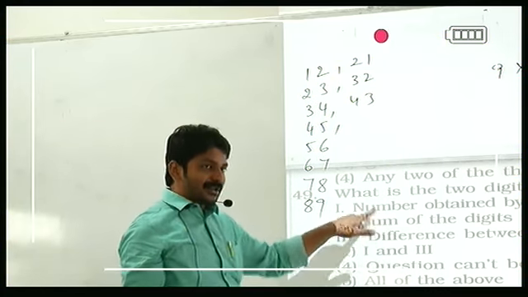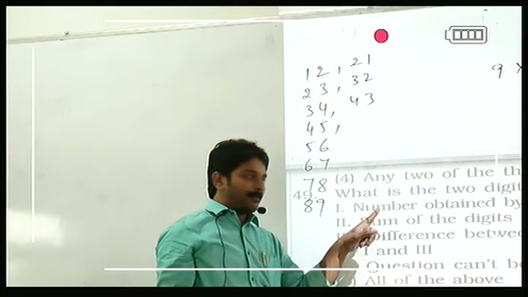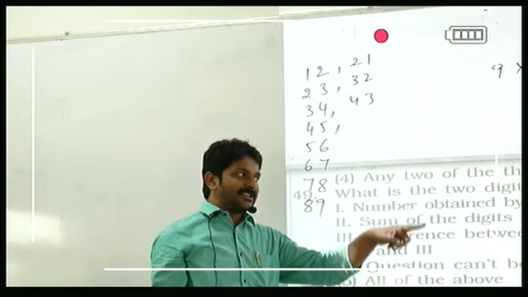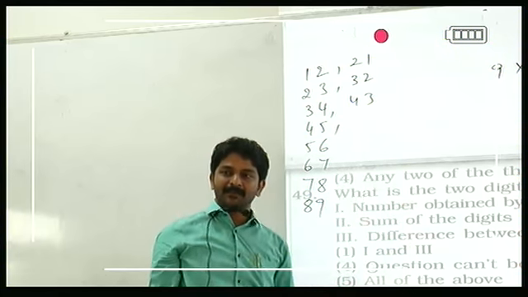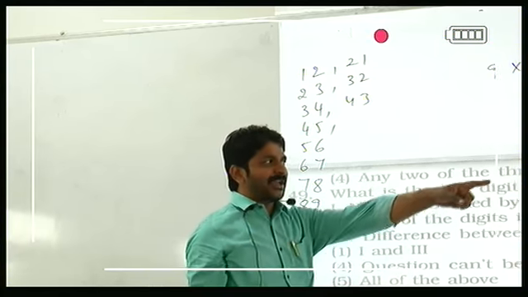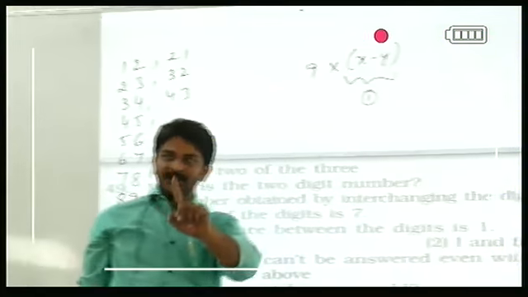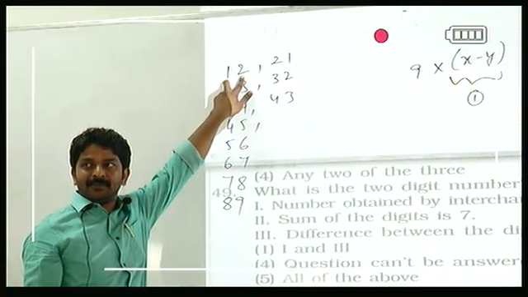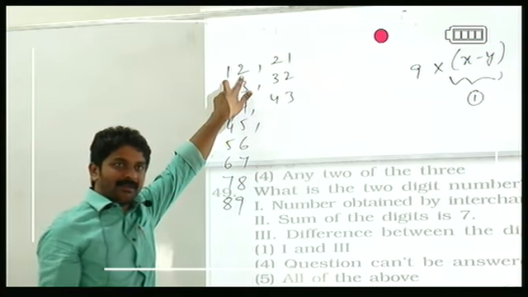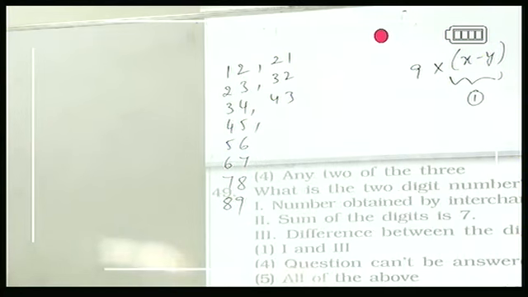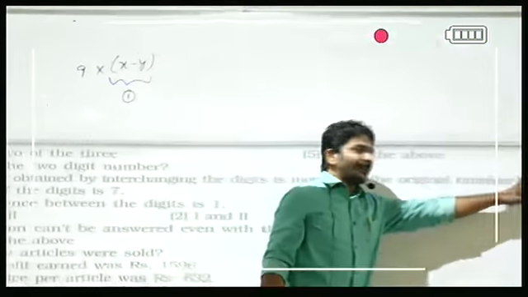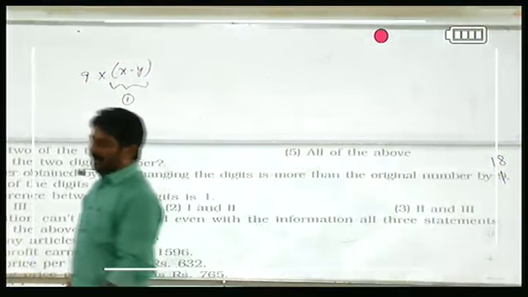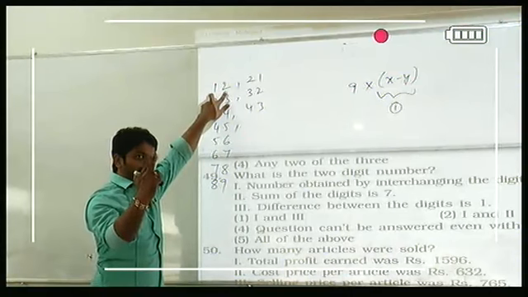So we get this conclusion from that. Number obtained by interchanging the digits is more than the original number by 9, they said. How many 9s are there in that 9? 1. So the difference between these two digits is equal to 1. Got it? In case the difference is equal to 18, in place of 9, how many 9s will be there in 18? 2. In that case, the difference between these two digits will be equal to 2.